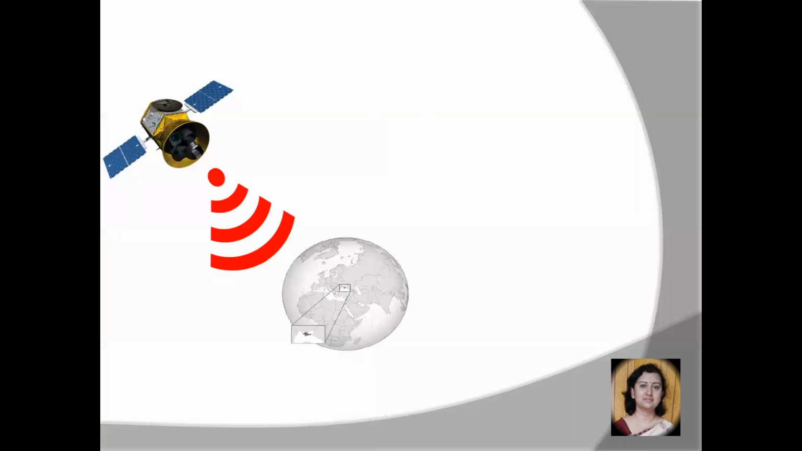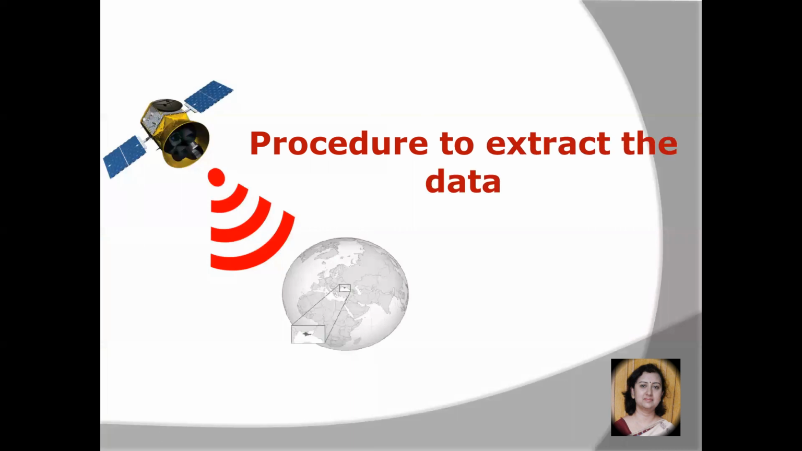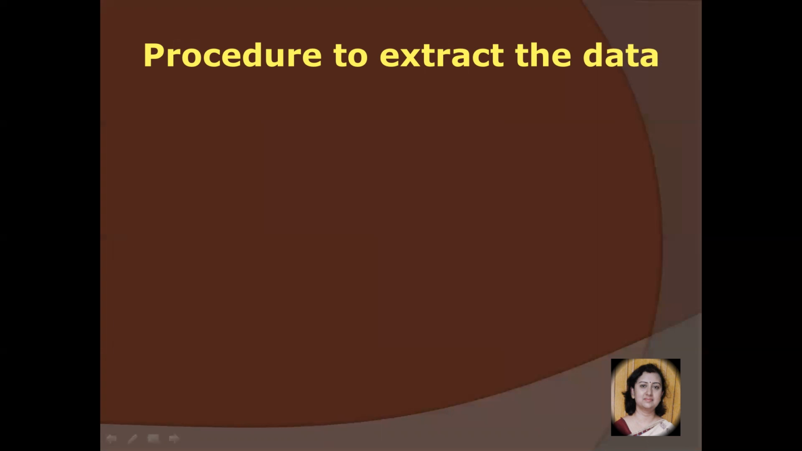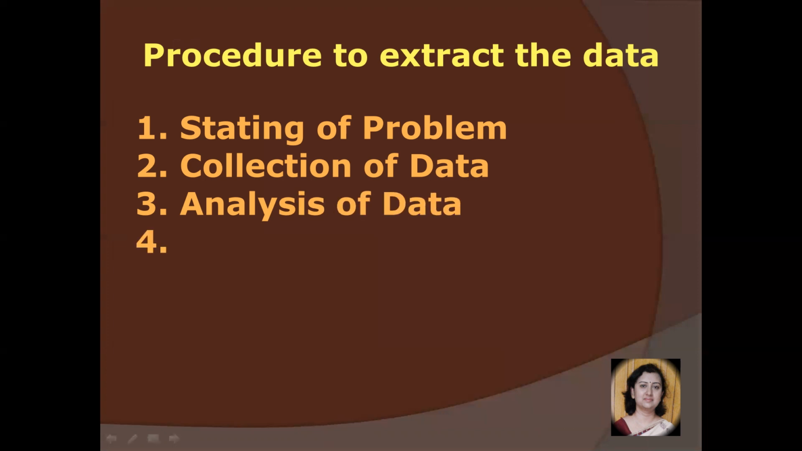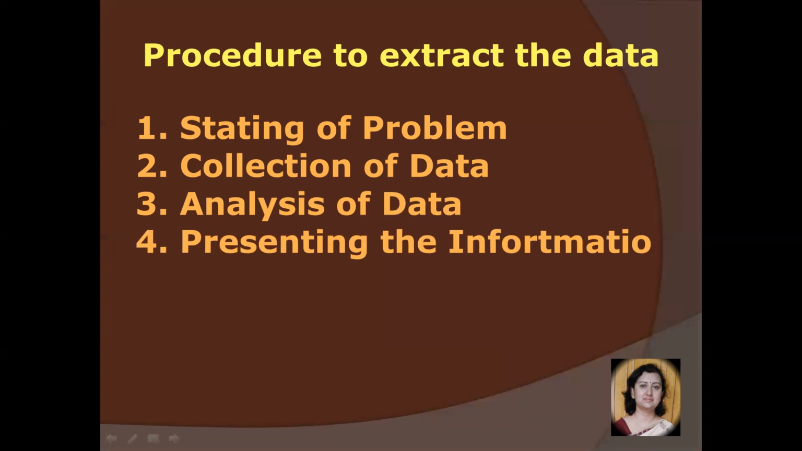Now, there are standard procedures that are used to extract useful information from the remotely sensed data. Now, these procedures include stating of the problem, collection of data, performing analysis of the data, presenting the information so that decisions can be made on the data that has already been processed. So in the subsequent modules, we will be discussing the steps involved in the remote sensing process.